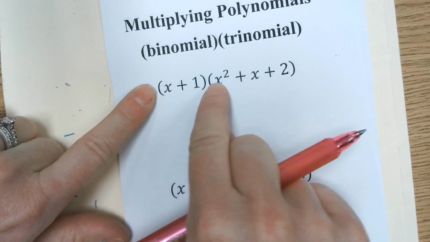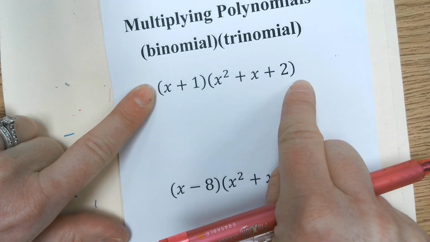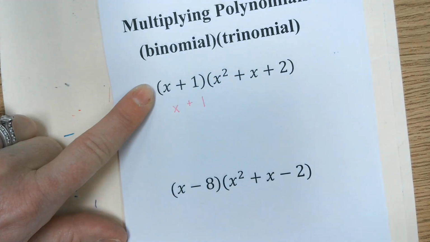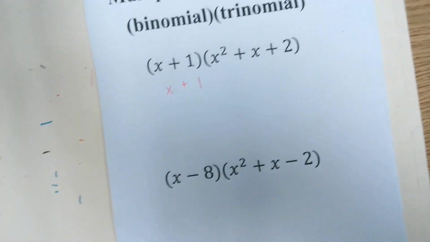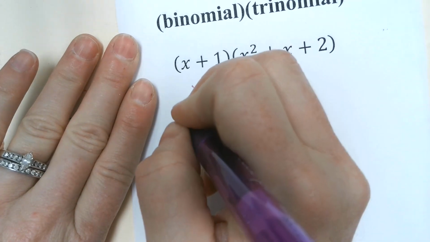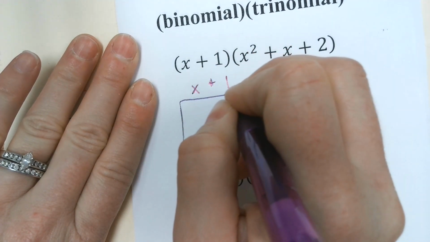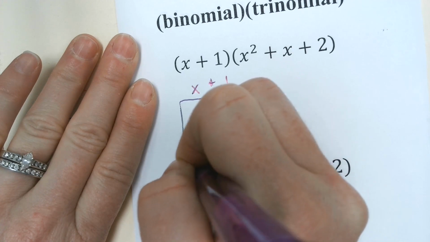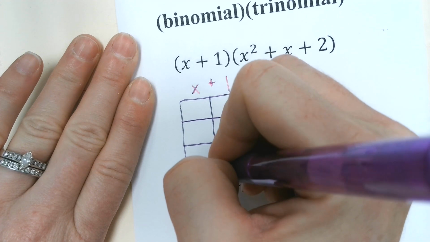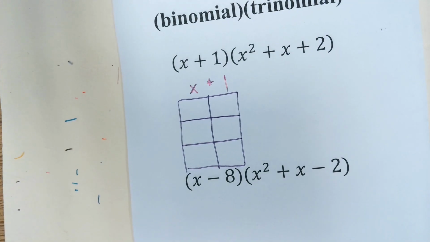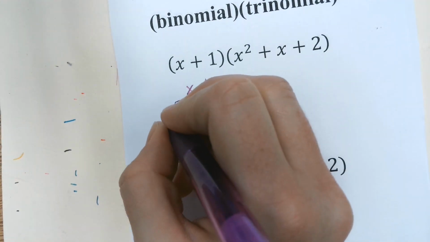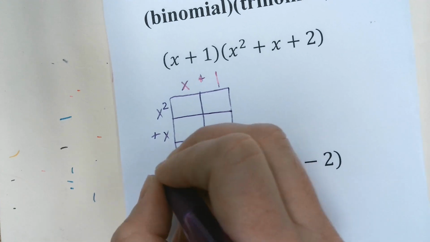So see how we have a 2 term by a 3 term. So when we've been doing this, I've been doing the 2 term up top and the 3 term going down the side. So that means I'm going to have a 2 column by a 3 row like this. So this is x squared plus x plus 2.